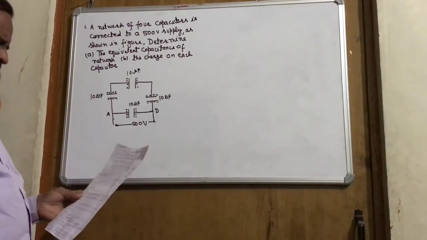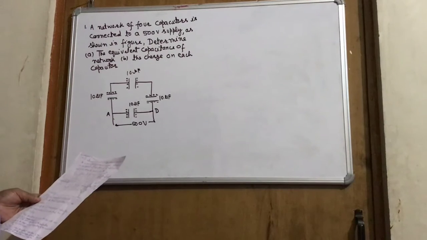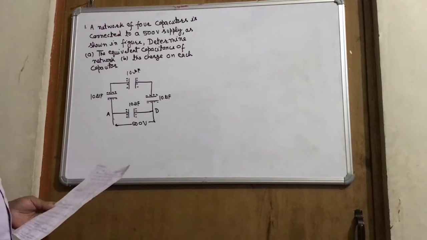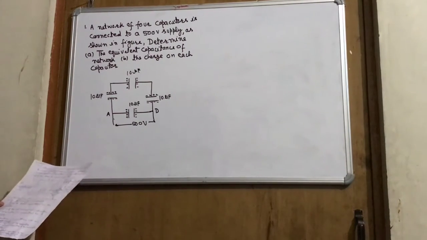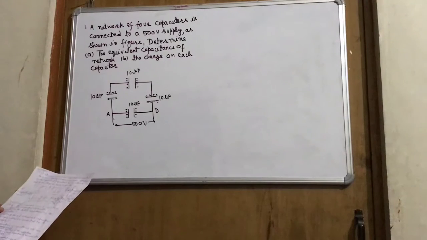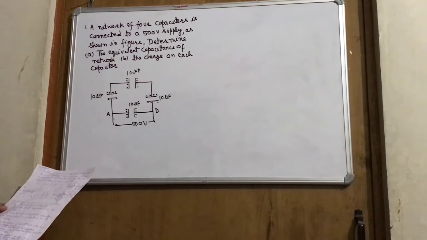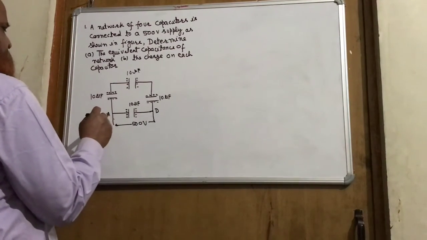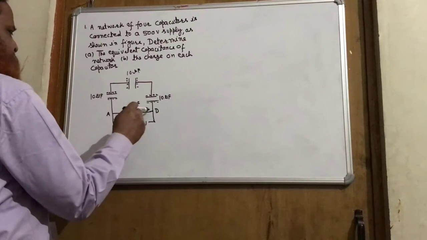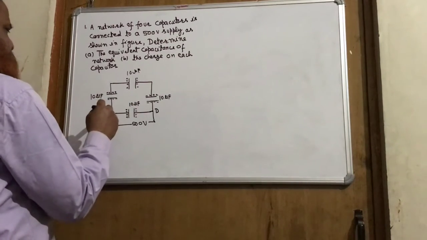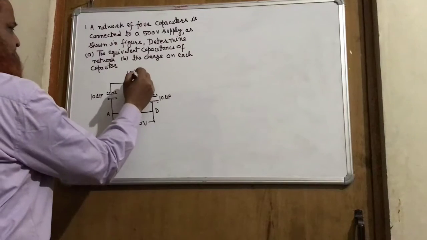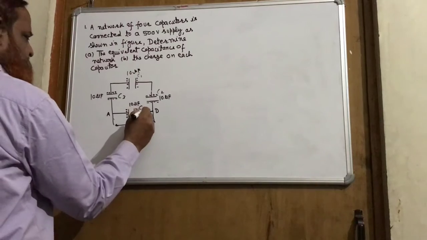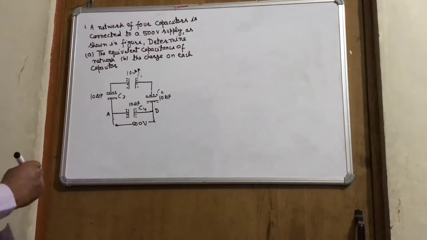A network of four 10 microfarad capacitors is connected to a 500 volt supply as shown in the figure. Determine (A) the equivalent capacitance of the network and (B) the charge on each capacitor. The diagram is this. The potential difference between A and D, and these three we can write as C1, C2, C3, and this is C4. So C1, C2 and C3 are in series.